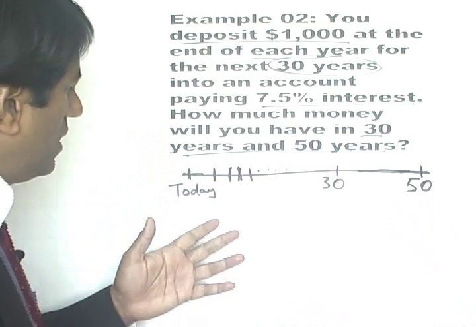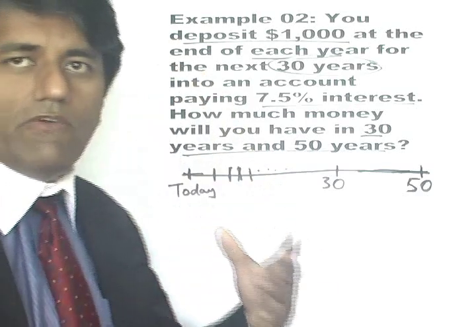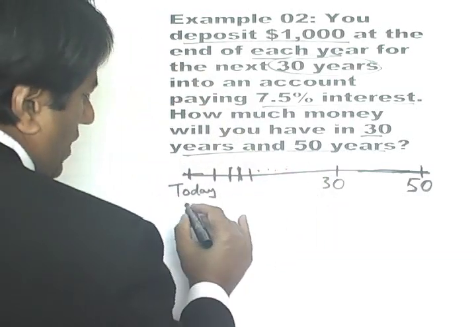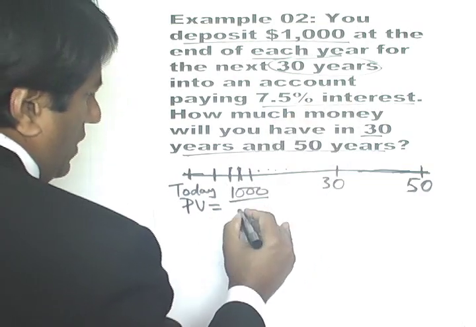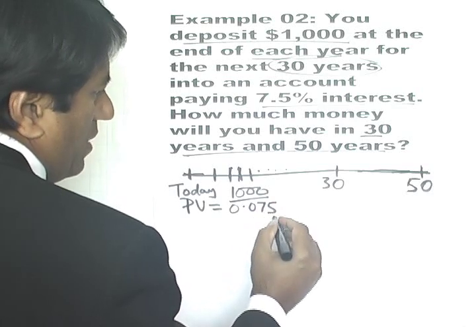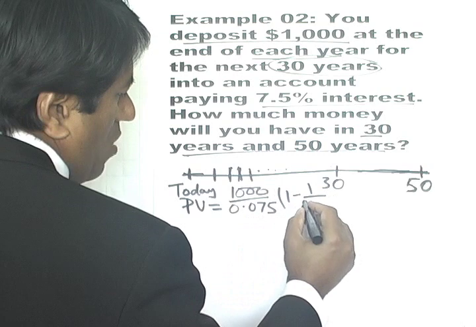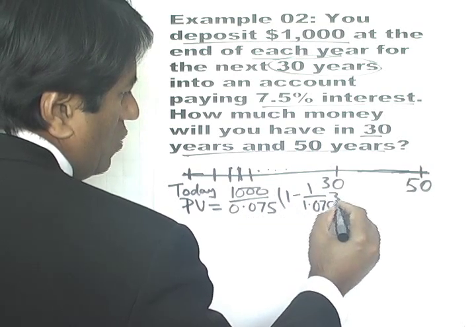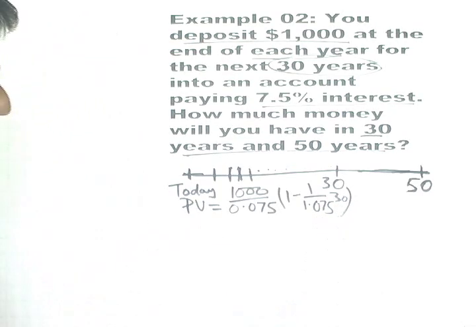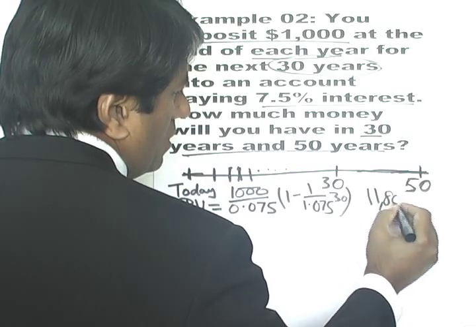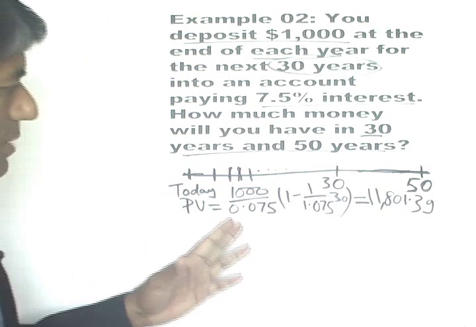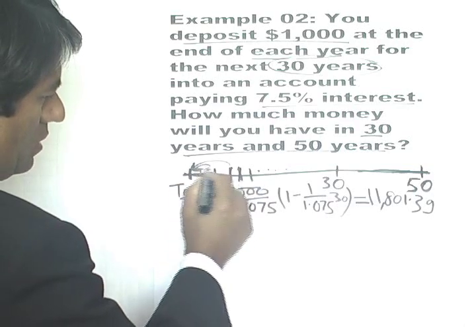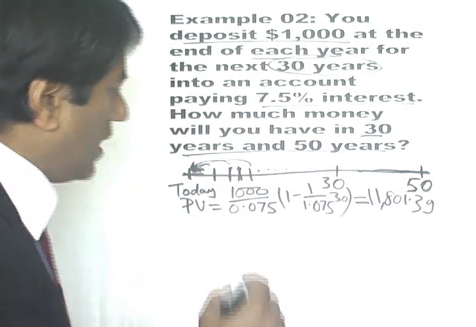So, for the first part of the question, to see how much this money will be at the end of 30 years, we first calculate the present value of this money. The present value will be 1,000 divided by the rate of interest, 0.075, into 1 minus 1 upon 1.075 to the power 30. And when you calculate this, you will have 11,801 and 39 cents. So that's the present value of this money. Now, we moved all these cash flows to the present. What we actually wanted to do was move all this money here.